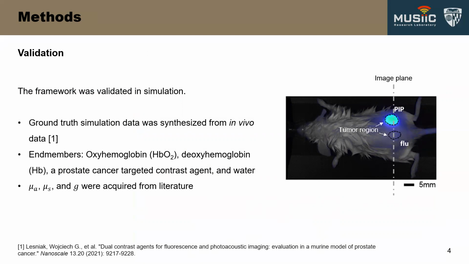When synthesizing the ground truth, we assume the end members of interest are oxyhemoglobin, deoxyhemoglobin, a prostate cancer targeted contrast agent, and water. Optical parameters such as absorption coefficient, scattering coefficient, and anisotropy were either measured on a spectrophotometer or acquired from the literature.